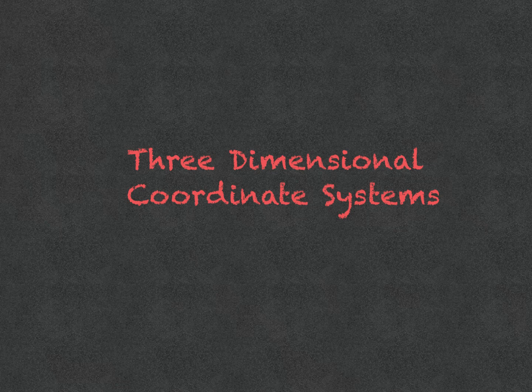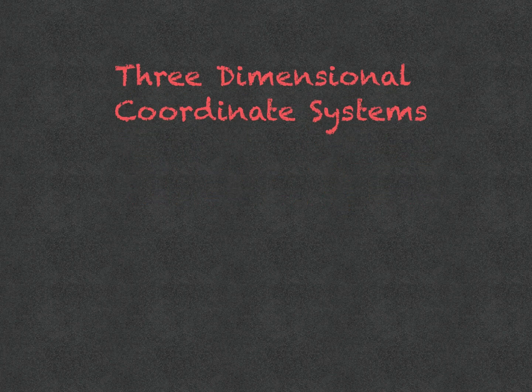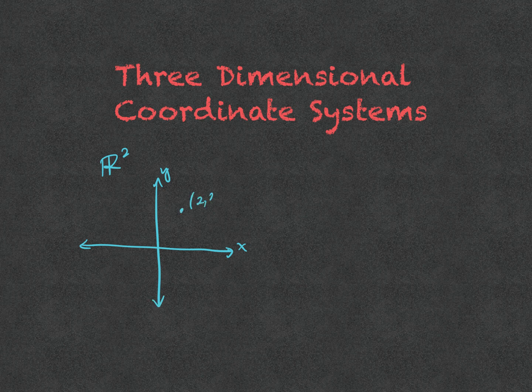This chapter begins with three-dimensional coordinate systems. We have worked in two-dimensional systems for years and years, so this is the first time we move into three space. In two space, it's called R2, and you have an x-axis and a y-axis. We can do things like graph the point 2, 3. It would be somewhere about here, the point 2, 3.